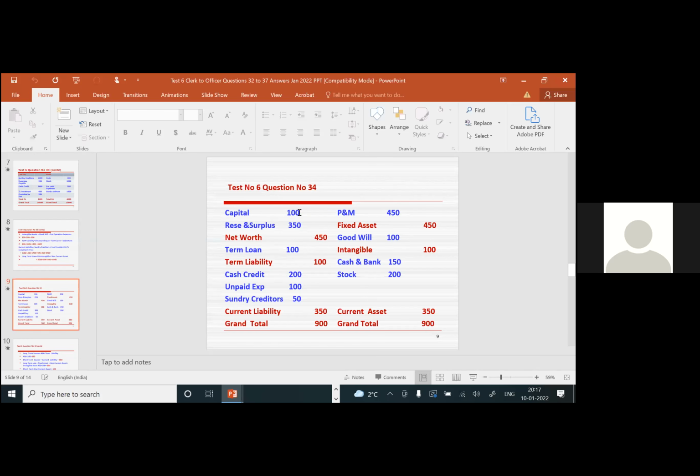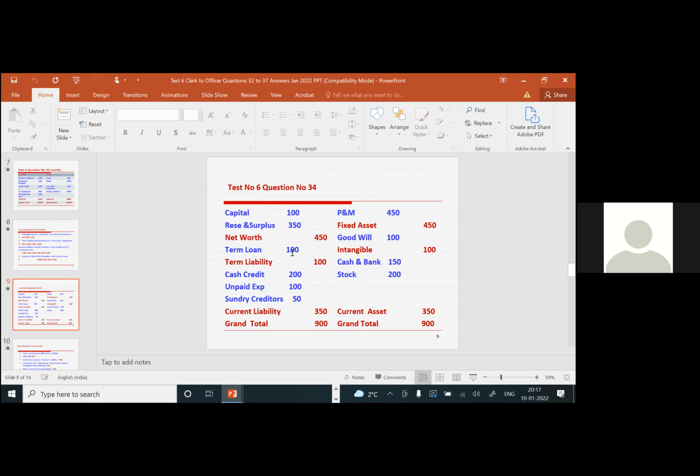So you see in question number 34, the capital given is 100. So 100 I have brought under capital. Reserves and surplus is 350. Put together, it is a net worth of 450. So capital and surplus is the net worth, 450.